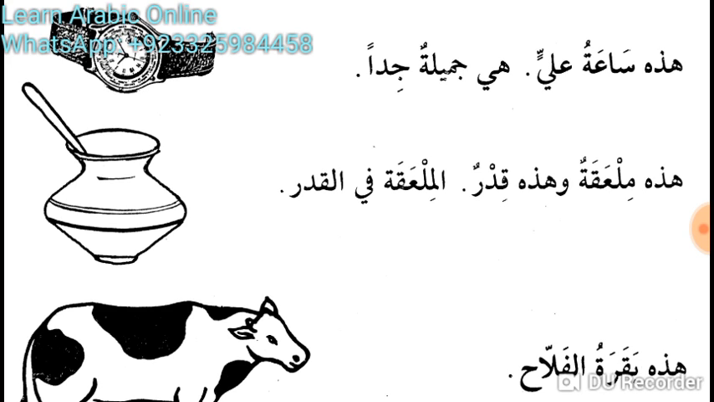I don't know the meaning of mil'aqa. Mil'aqa means spoon. Okay, spoon. So this is a spoon, and kidri, is that a bowl or a pot? Yes, the cooking pot in which we cook our food. Okay, so this is a spoon, and this is a cooking pot.